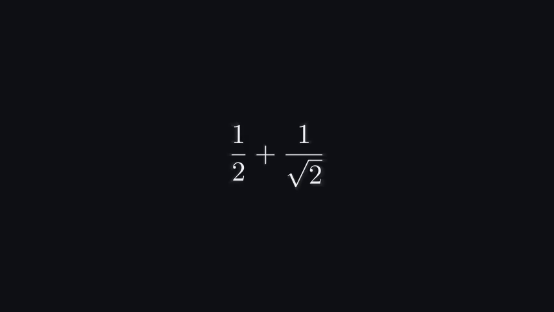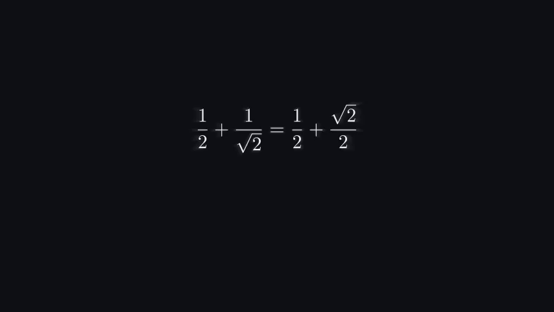Now simplify the numerator first. To simplify 1 over the square root of 2, we can write it as the square root of 2 over 2. Now both fractions have denominator 2. So we add the numerators. This gives 1 plus the square root of 2 over 2. So 1 over 2 plus 1 over the square root of 2 equals 1 over 2 plus the square root of 2 over 2, which equals 1 plus the square root of 2 over 2.